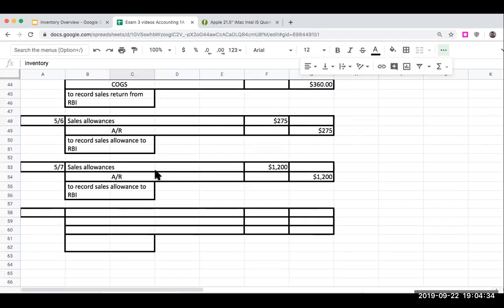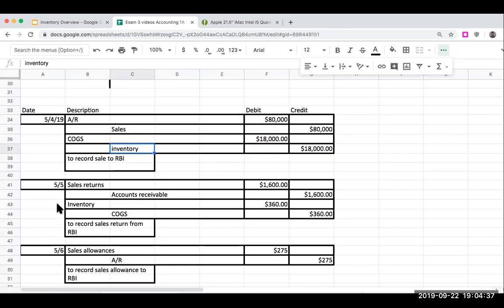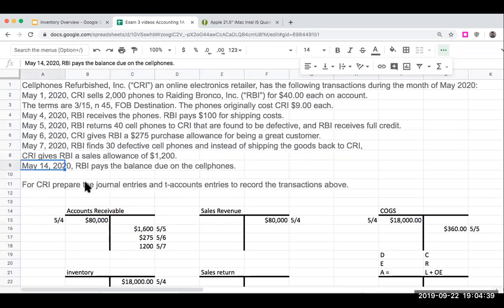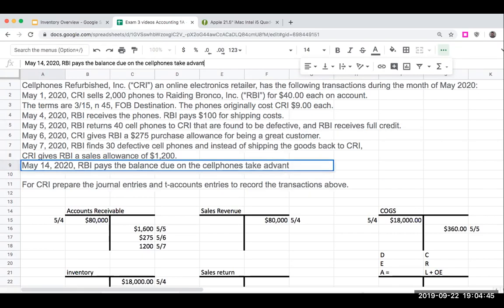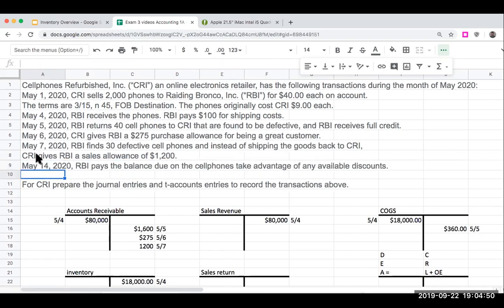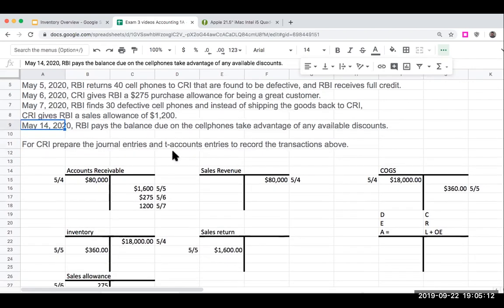The other thing here is the last one, and we'll start with this first. So on May 4th, they pay the balance due on the cell phones and take advantage of any available discounts. Okay, so right over here, the terms are $315 net 45. So in this case, they can take a discount because they're paying within 15 days of the sale initiation. So I'm paying the balance due on the cell phones, taking advantage of any available discounts.